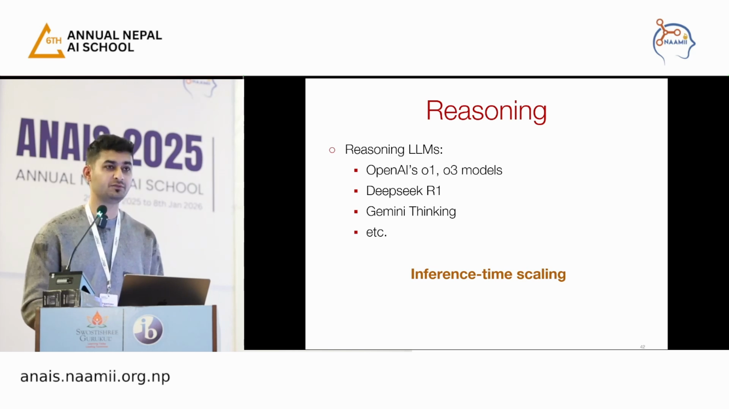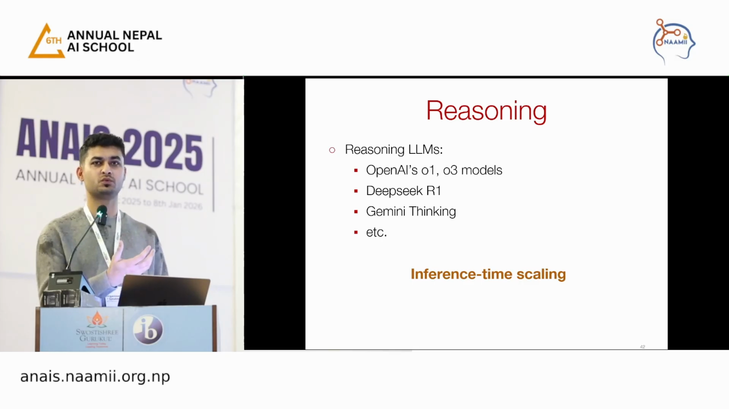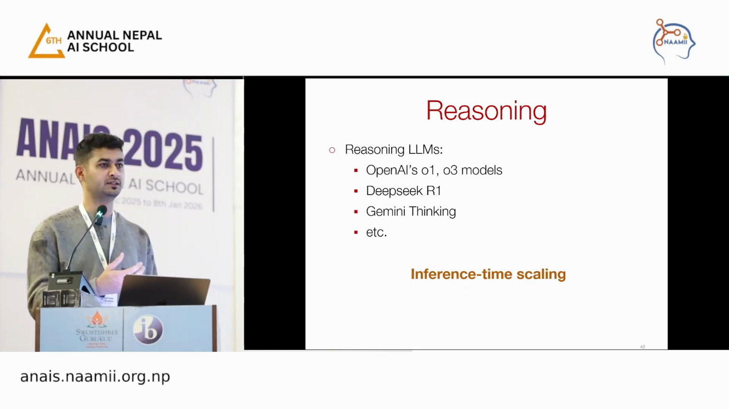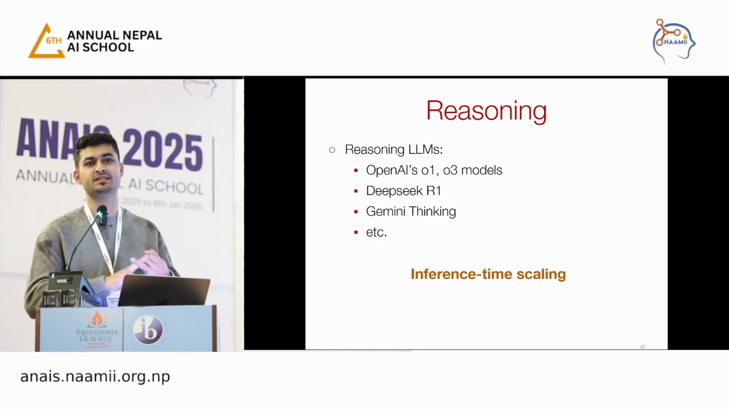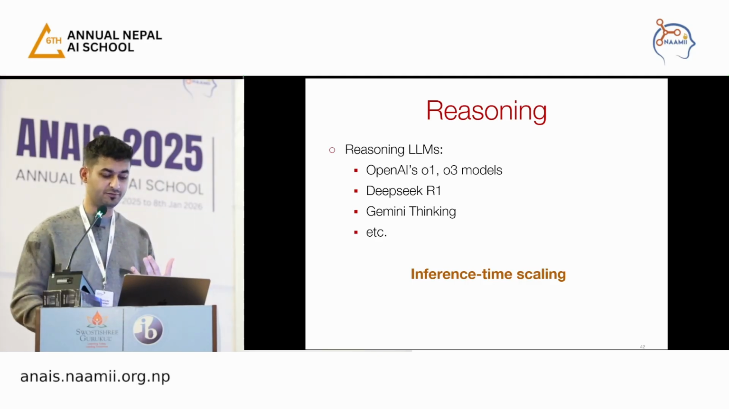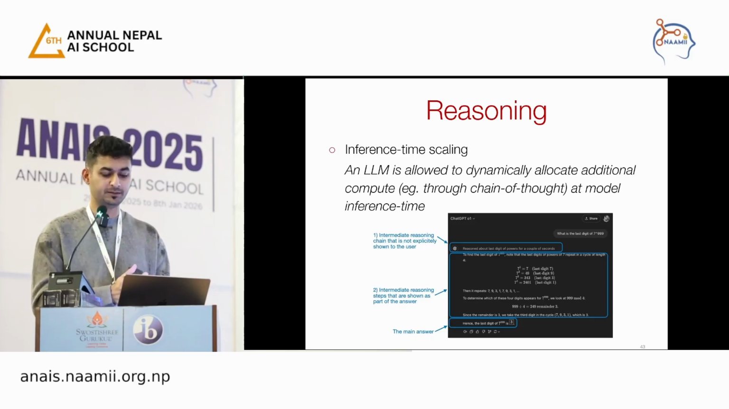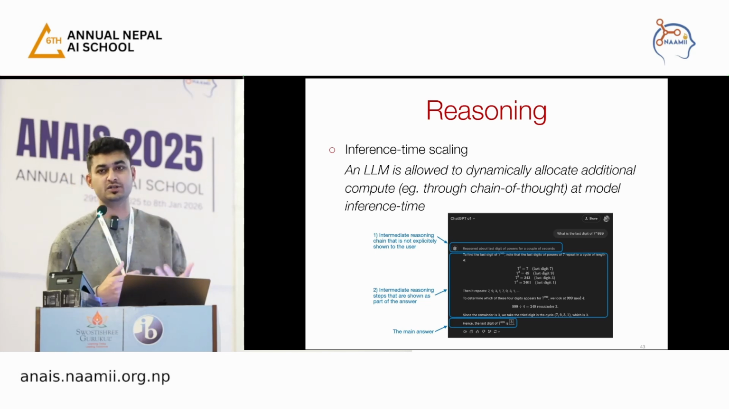So in reasoning, what was important is inference time scaling. We saw previously when LLMs were showing emergent abilities, or in the scaling or training part, they were scaling in terms of the model architecture, the data, and the compute. But now we can do test time compute. Inference time scaling allows an LLM to dynamically allocate additional compute at model inference time, and this additional compute can be chains of thought.